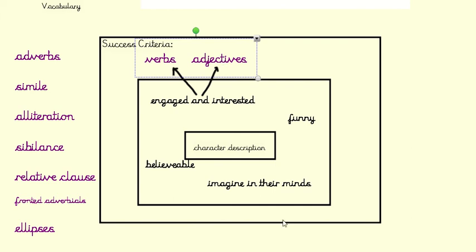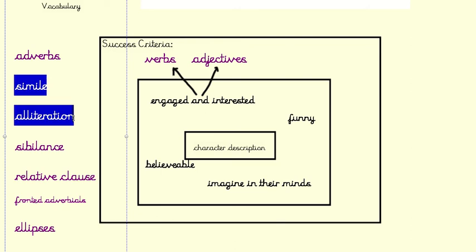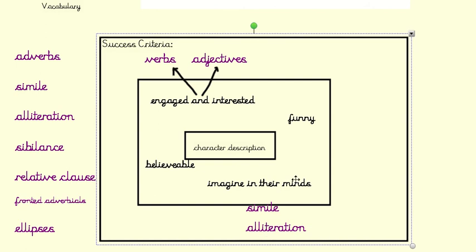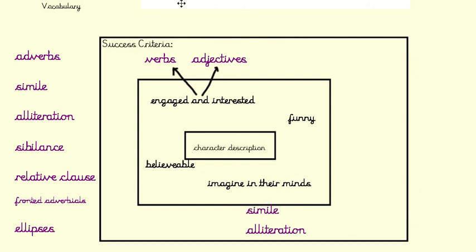I know that verbs and adjectives also support a reader in imagining the character in their mind. I know that a simile and alliteration can also support a character to imagine. Using a simile is really important because it enables a reader to picture a comparison that they may already know.